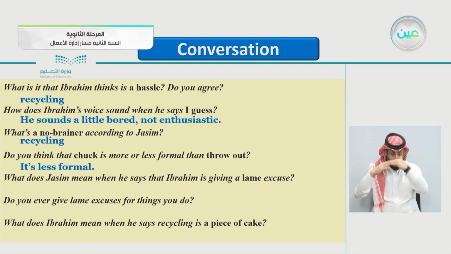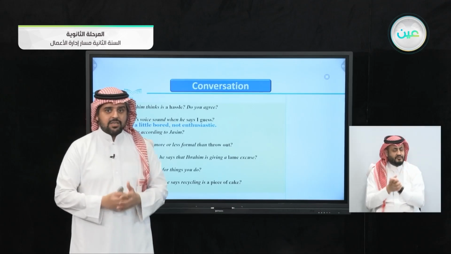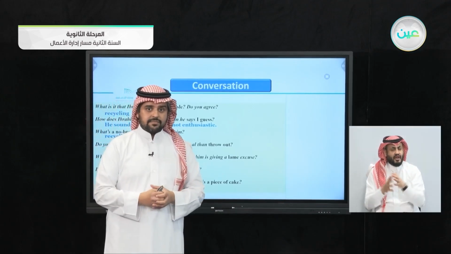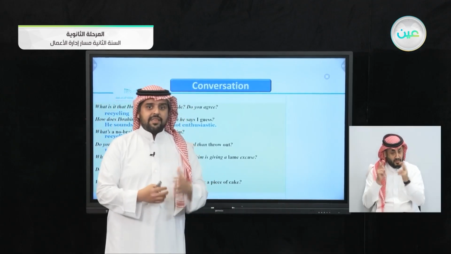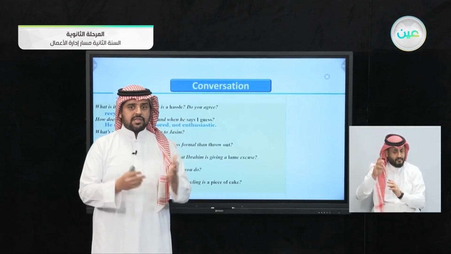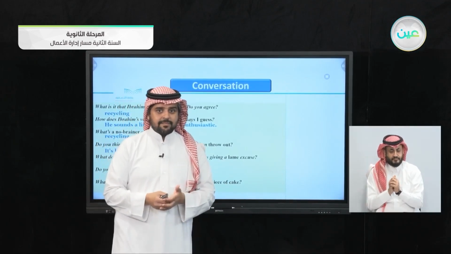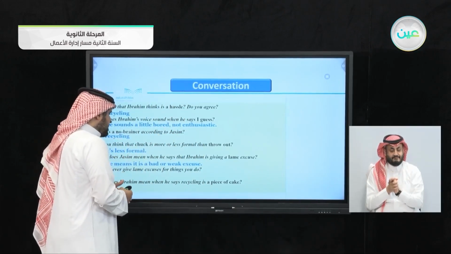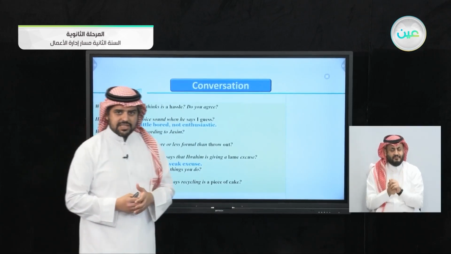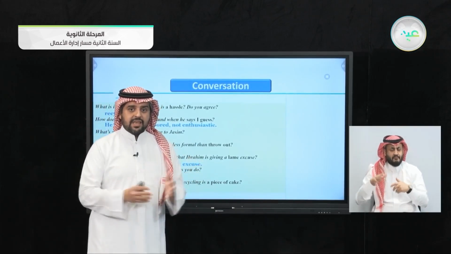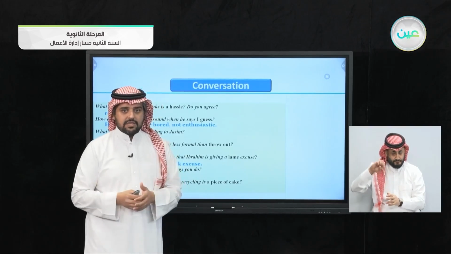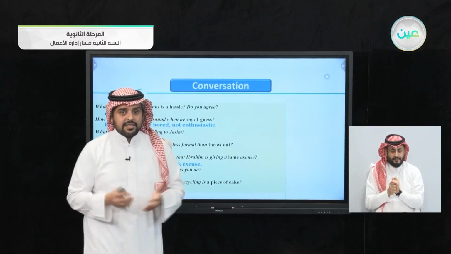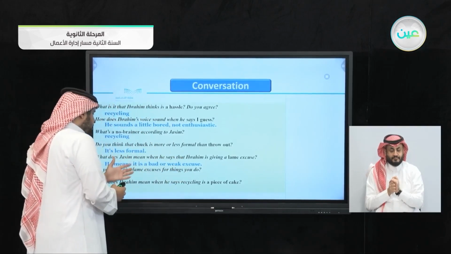What does Jassim mean when he says that Ibrahim is giving a lame excuse? From the conversation, what does he mean by lame excuse? Let's see the correct answer here together. He means it is a bad or weak excuse. You can know from the context of the conversation that lame means a bad excuse, or a weak excuse.